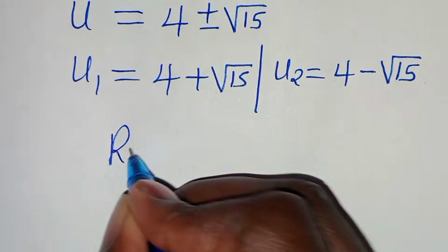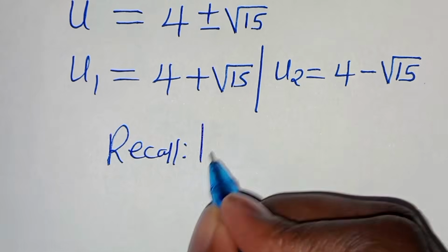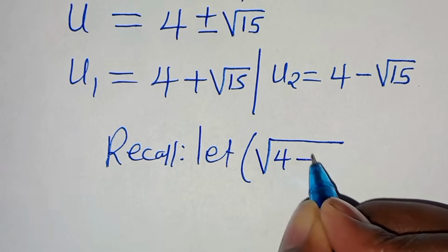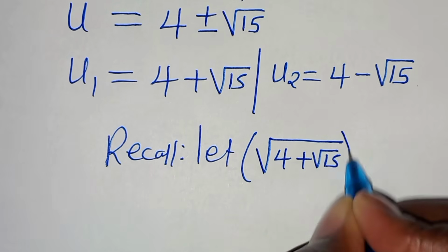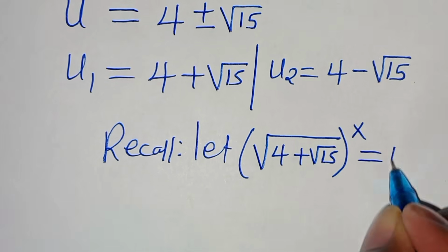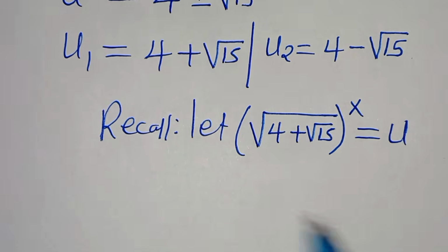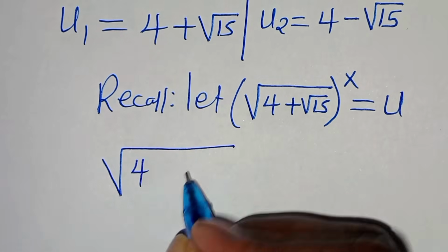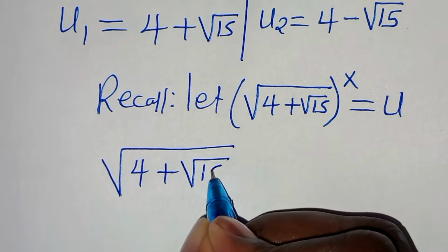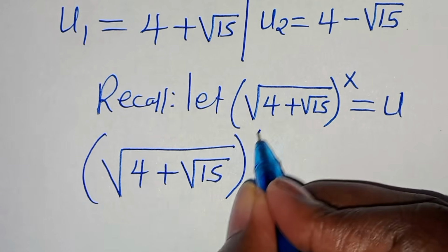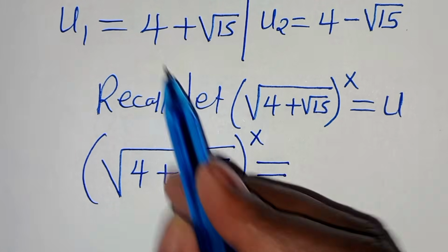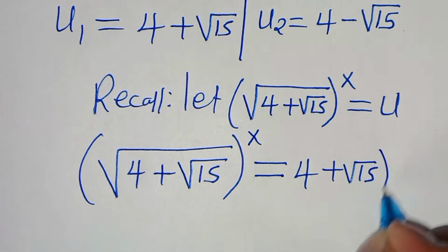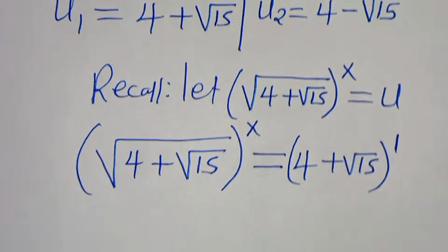Now, if you recall, we are saying that the square root of 4 plus square root of 15 raised to the power of x is equal to u. All right? So let's start with u1. So we have square root of 4 plus square root of 15 raised to the power of x. This is equal to u1, which is 4 plus square root of 15. Remember, this is raised to the power of 1.